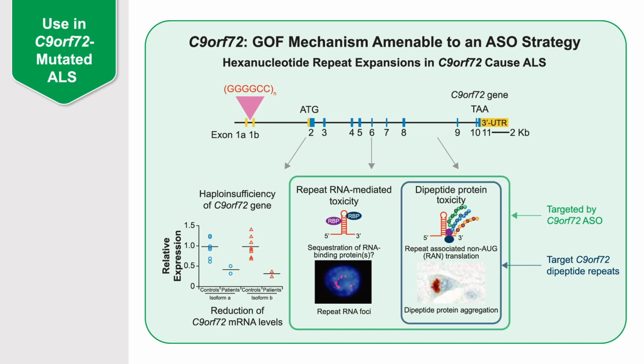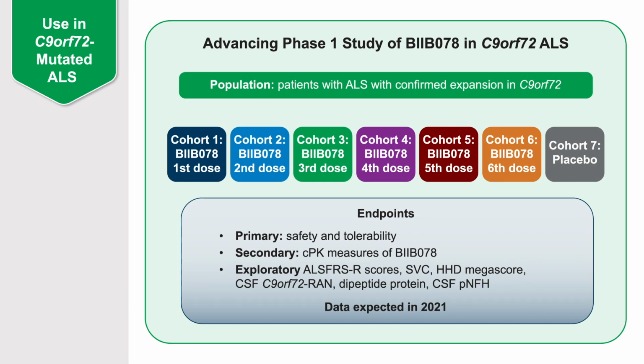Antisense oligonucleotide technology can be applied to the C9orf72 version of ALS. The C9orf72 hexanucleotide repeat expansion is the most common genetic mutation identified in patients with amyotrophic lateral sclerosis. It accounts for about 30 to 40% of familial cases and up to 12% of total ALS cases. BIIB078 is an antisense oligonucleotide designed to decrease mutant C9orf72 while maintaining expression of the normal allele. Currently, it's being investigated in a phase 1 clinical trial evaluating ALS patients that carry the pathogenic mutation in C9orf72. This study is planned to complete in 2021.